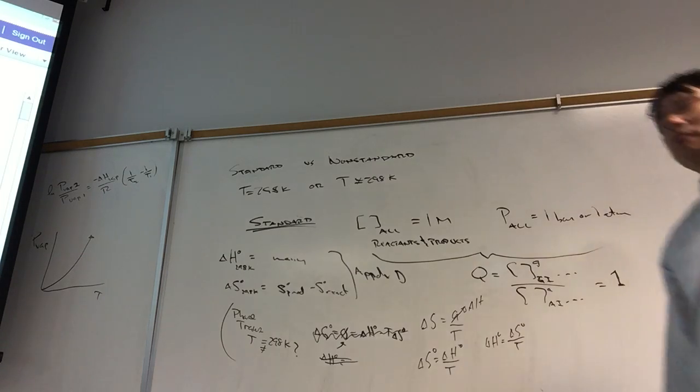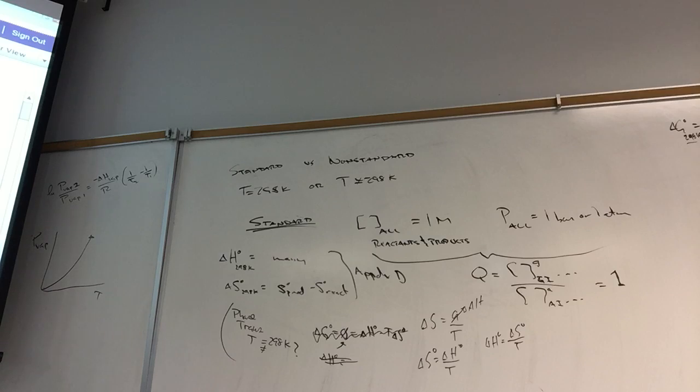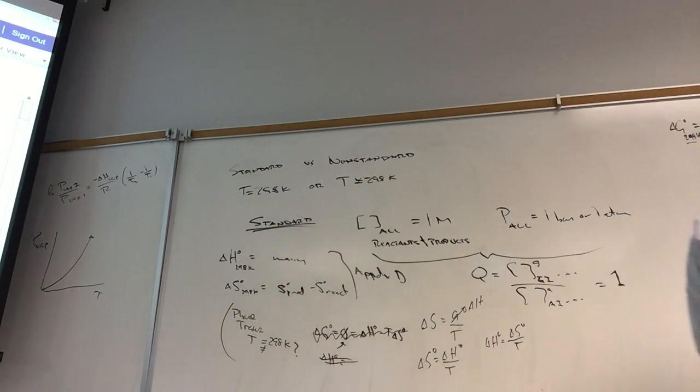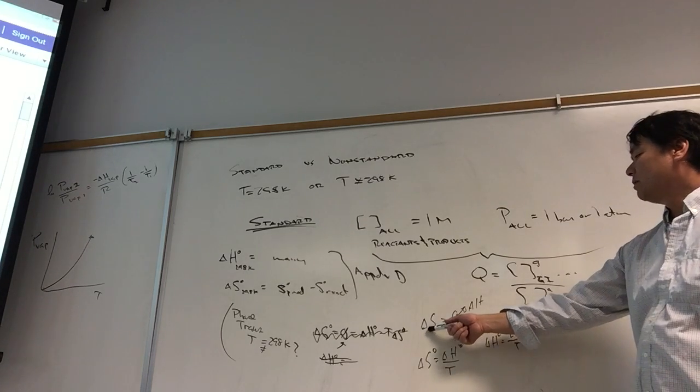Two questions. What is that one over there? What's that symbol right there? Which one? This one? This is supposed to be delta G of formation. And then, okay, how did you get the delta H naught is equal to T over delta S naught? He just rearranged it. This is an equation from the book.